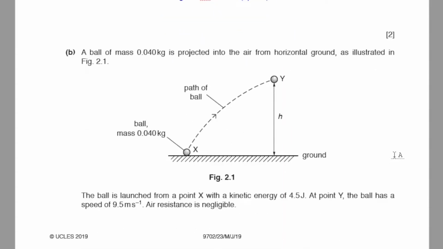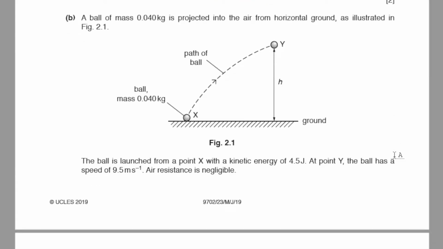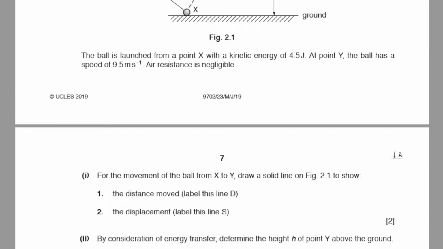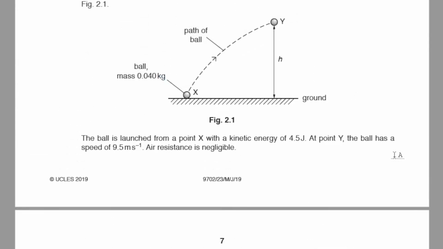Part B, a ball of mass 0.040 kilograms is projected into the air from horizontal ground as illustrated in figure 2.1. The ball is launched from a point X with a kinetic energy of 4.5 joules. At point Y, the ball has a speed of 9.5 meters per second. Air resistance is negligible. Part 1, for the movement of the ball from X to Y, draw a solid line on figure 2.1 to show the distance moved, label this line D. The displacement, label this line S.